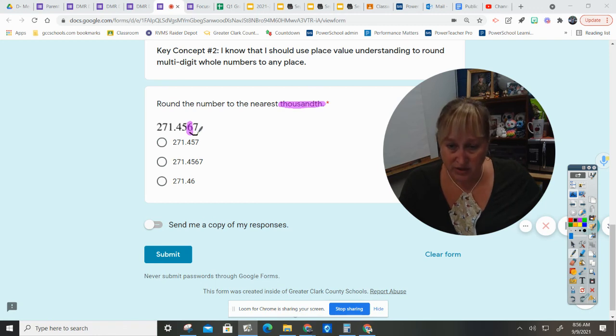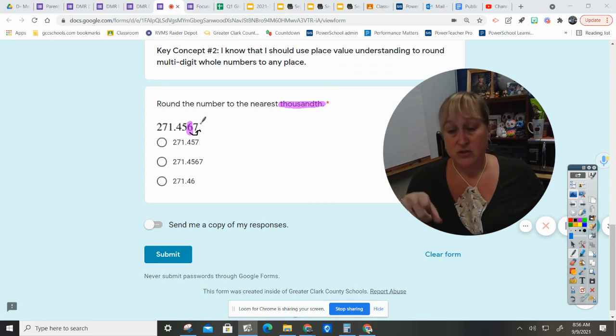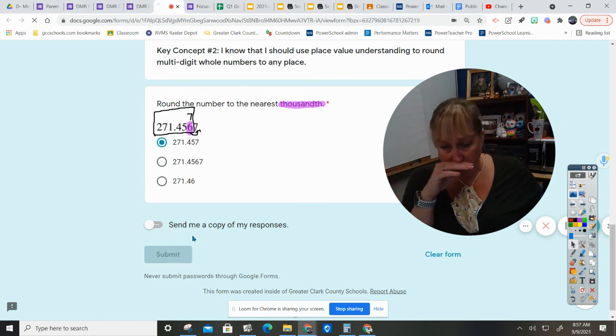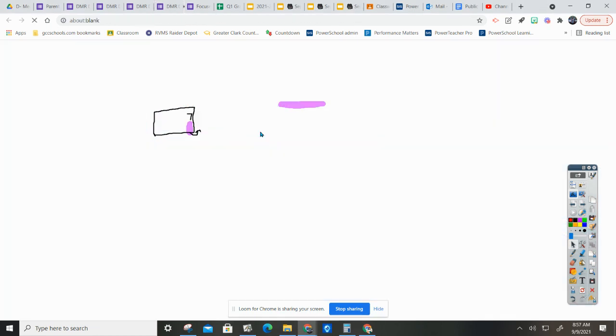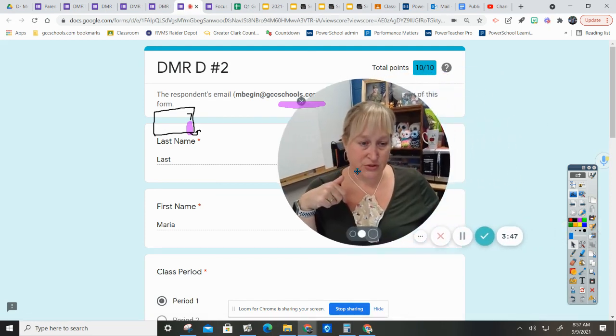I know that I need to look next door. And if this number is five or above, it goes up. If it's below five, it stays the same. So since this is above, I need to change that six to seven. So that final answer will be this: 271 and 457 thousandths. So I'm going to click the correct answer, hit submit, view my score. My score is 10 out of 10, so we are good to go.